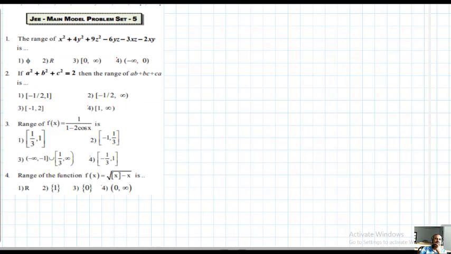Yeah, next students, JEE Mains model problem set 5. The range of this function. So interesting question. x square plus 4y square plus 9z square minus 6yz minus 3xz minus 2xy. You want to find the range of this.